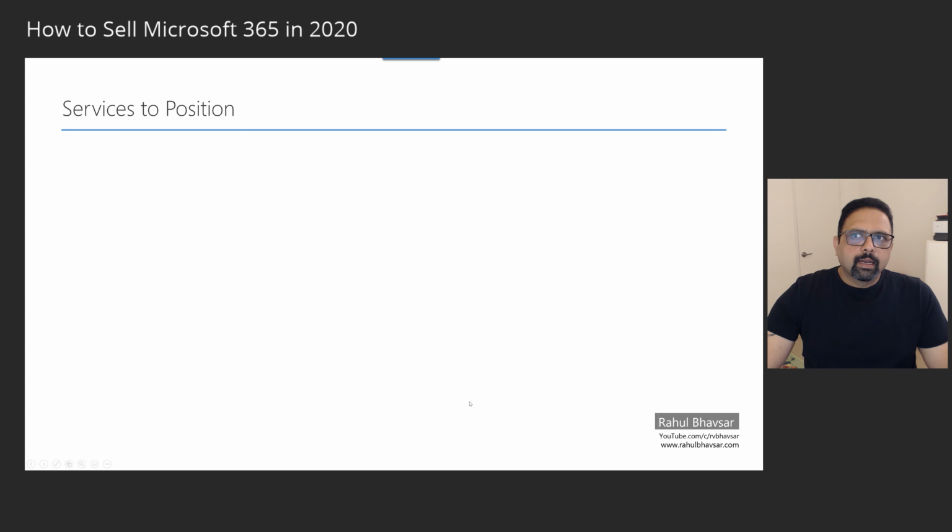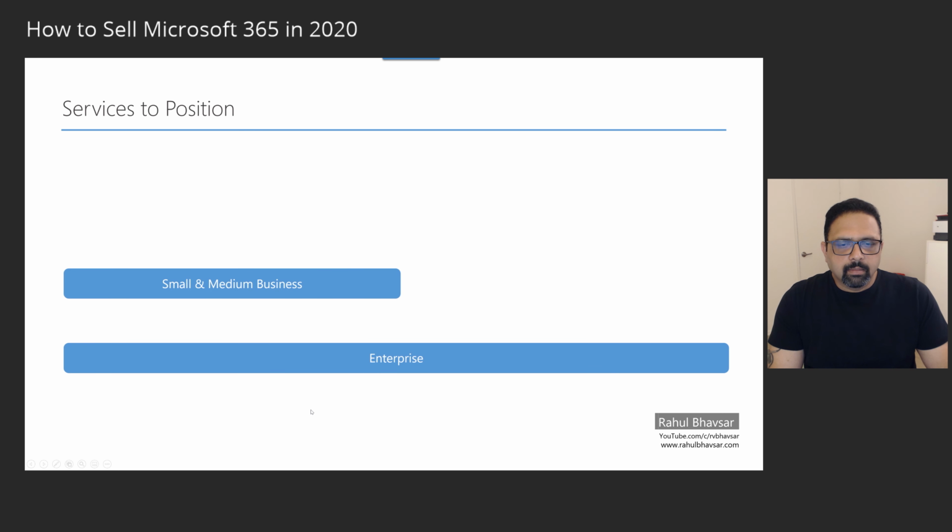Now, I want to talk a little bit about the services and the positioning of services to both the segments. Again, small and medium business and enterprise. The first service which you want to talk about is implementation services. This is basic. You have to make money out of this. If you don't make money out of this, then there's no point in selling a license. It will become one more company selling licenses at a single-digit margin, and you will never be able to make profits out of it. You have to provide implementation services.